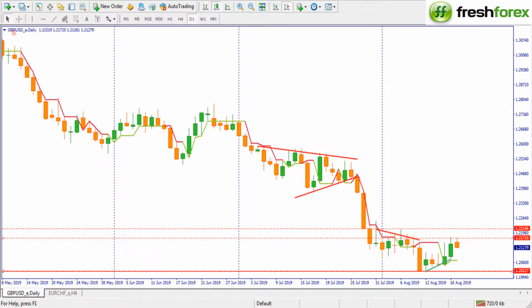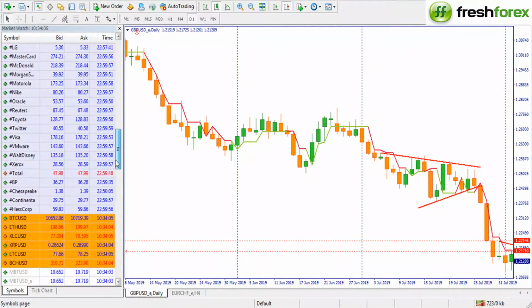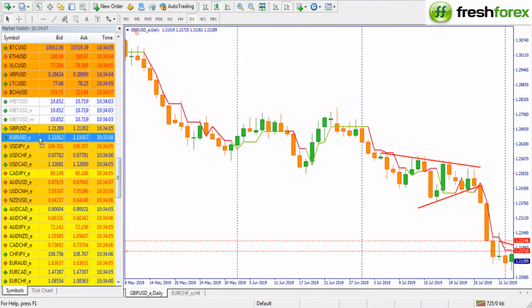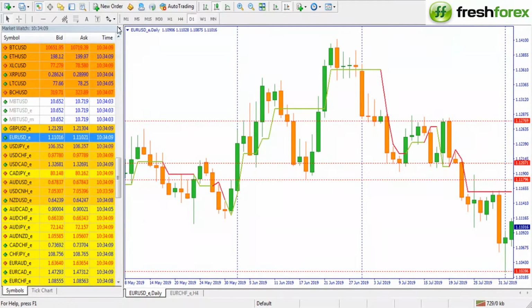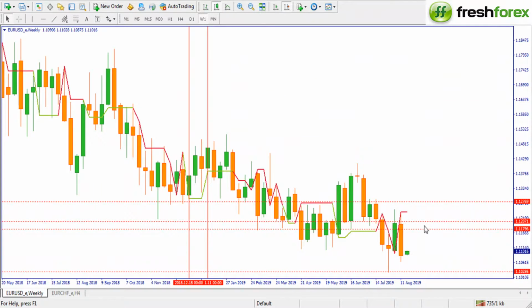So we'll move forward. We move to the next symbol, and that should be Euro USD. As I've mentioned before, I'm actually going to look at it from the weekly, then I move down to daily, hours, and to the other time frames. What you have on the weekly.